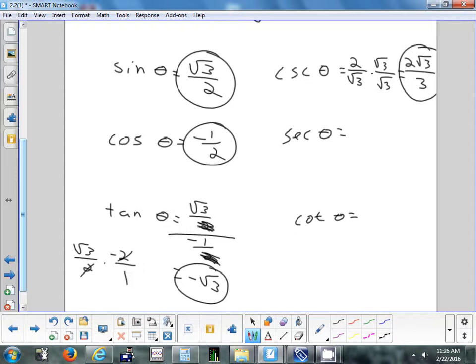Okay. Carter, how about my secant? What will that be? Would it just be 2 over negative 1? Yeah, 2 over negative 1, and if you divided that out, it's just negative 2.